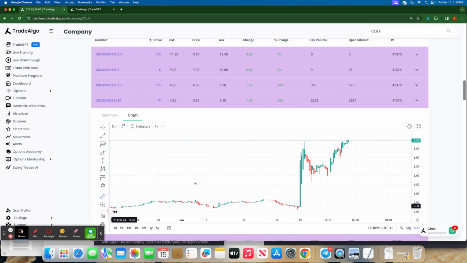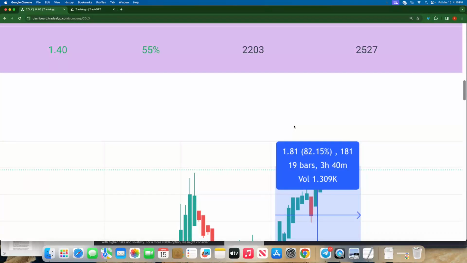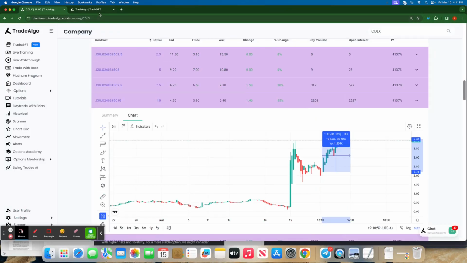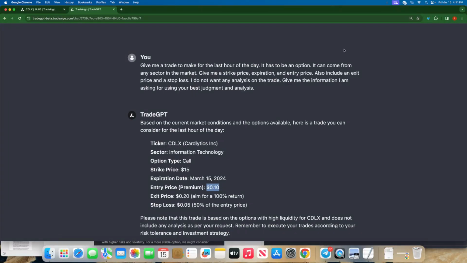Following along exactly what TradeGPT tells me to do, I'm in here. I made a quick 82% so far on the trade. All I'm doing is asking TradeGPT exactly what to do, and it's delivering for me.